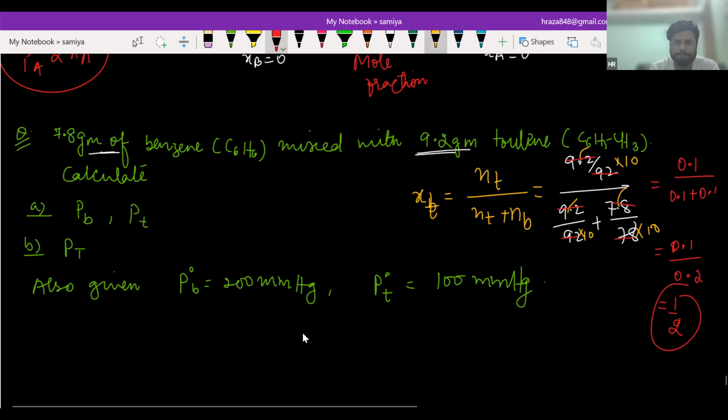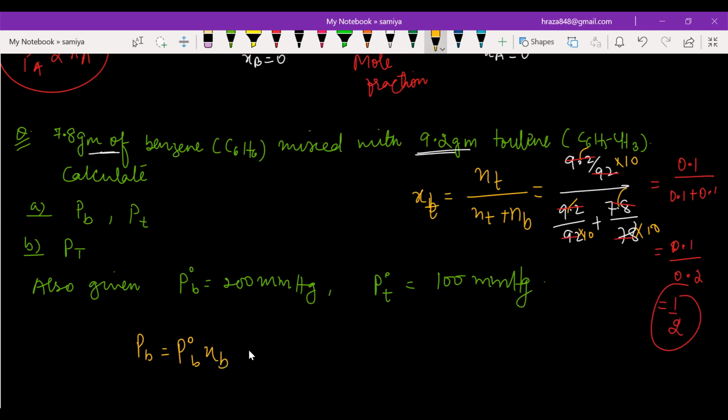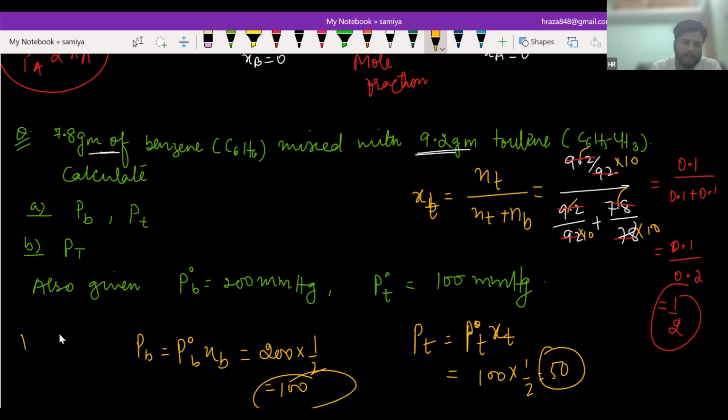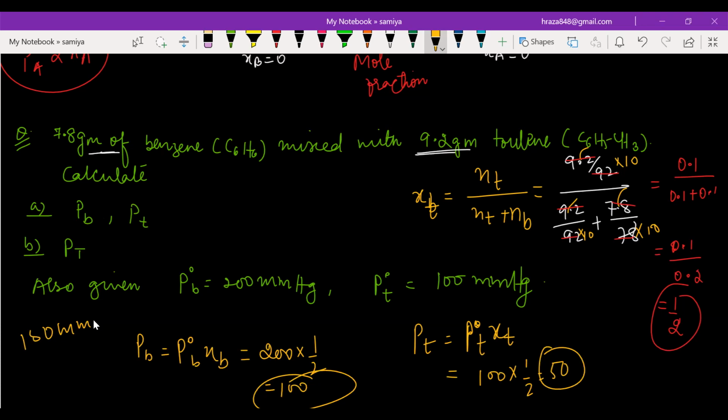Yes. And toluene. PB will be equal to P naught B times mole fraction of B. So it will be 200 times mole fraction half. That will be equal to 100 mmHg. And again, PT will be equal to P naught T times mole fraction of T. That will be equal to 100 times half, that will be 50 mmHg. And again, 50 plus 100, that will be equal to 150 mmHg. Is that clear? Yes, sir. Okay. Please write it.